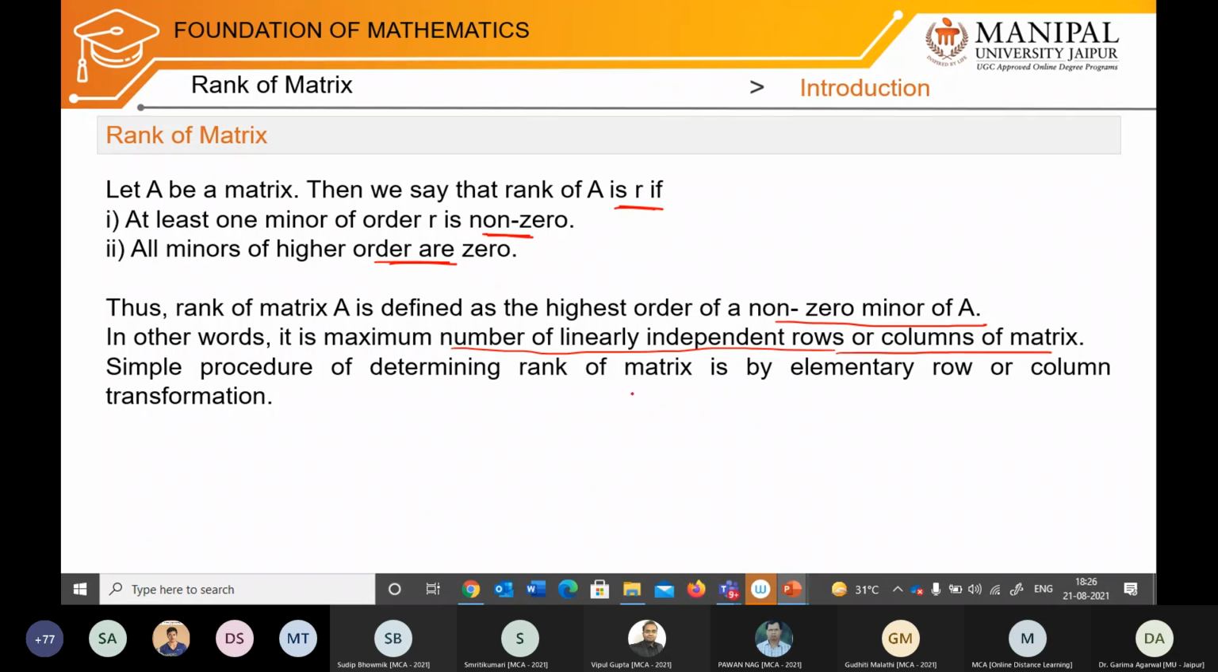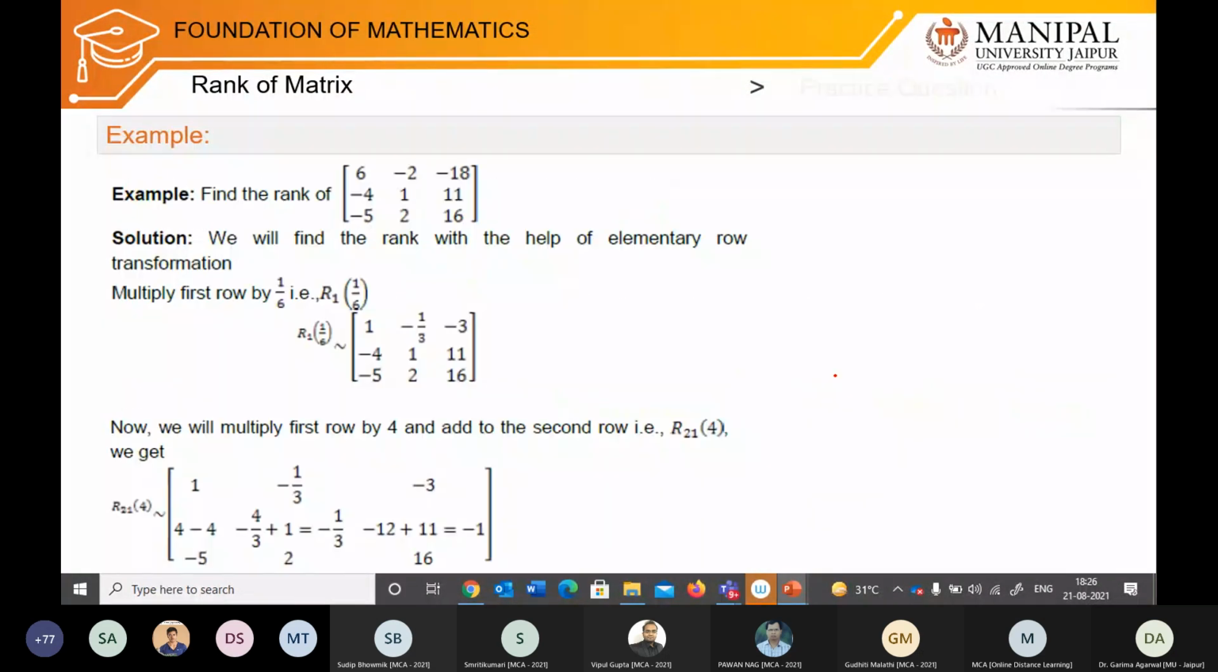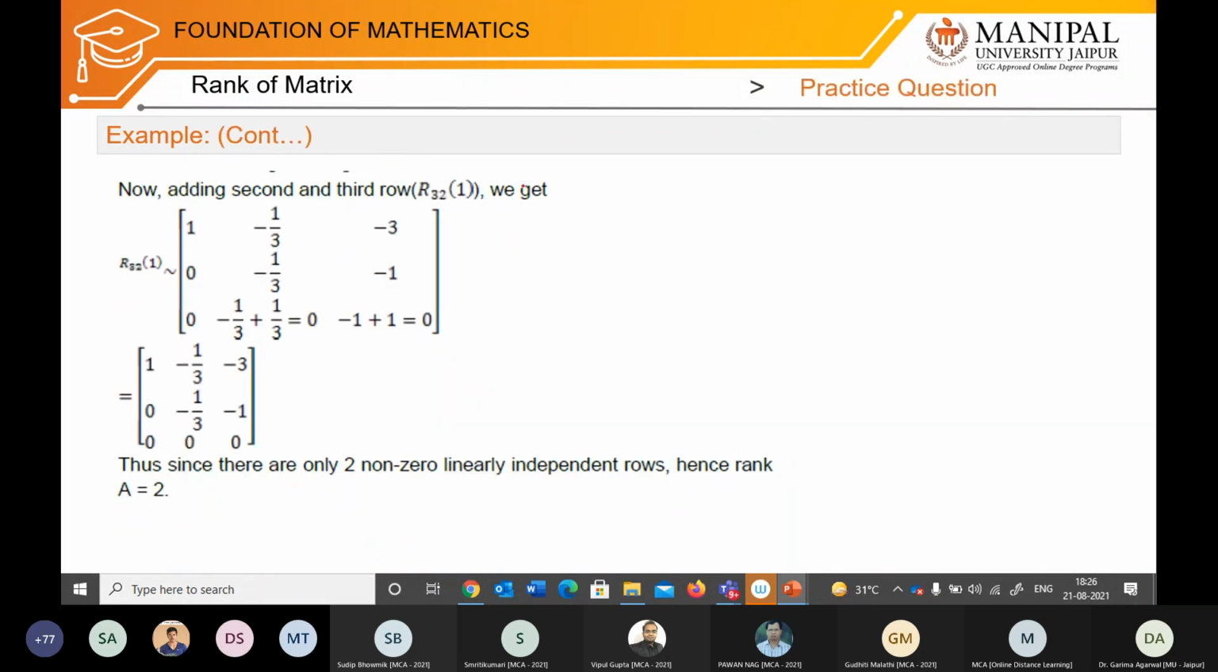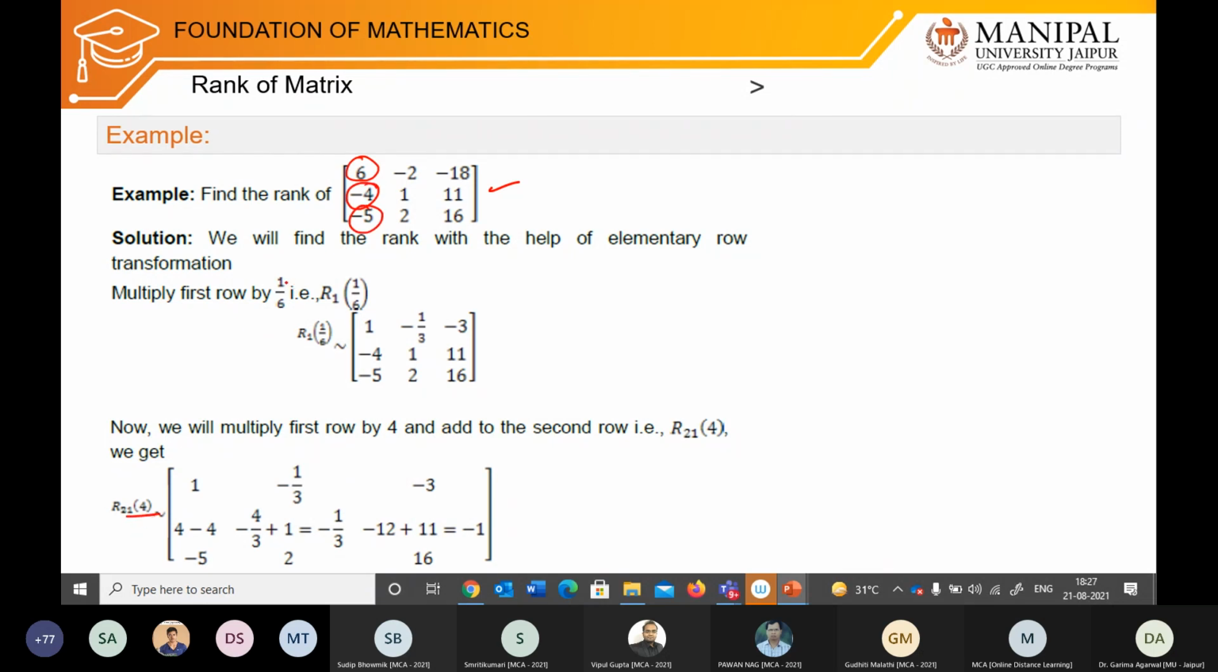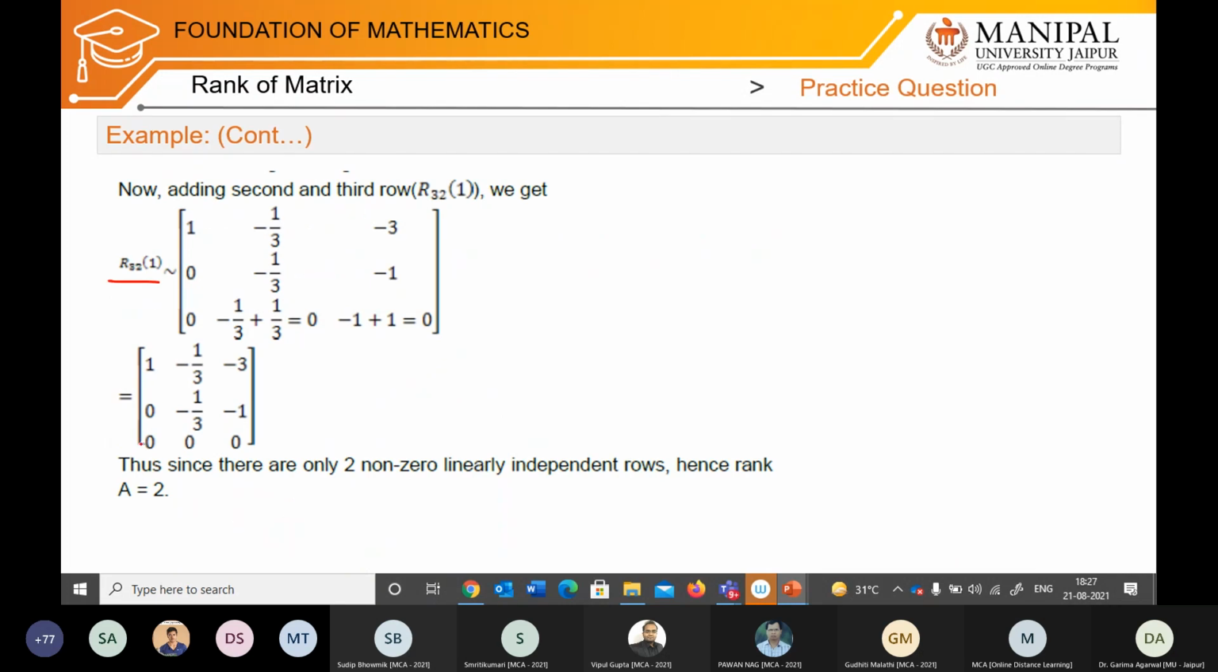It is easy for us to find the rank of a matrix by using elementary row or column transformation. But please remember, either we can use row transformation or column transformation. We cannot use row and column transformation both in the same question, right? Like in this question, we need to find the rank of this matrix. So first of all, we'll convert this element into 1 by dividing with the same element, right? Then we'll convert these two elements into 0 by using further row transformations, right?